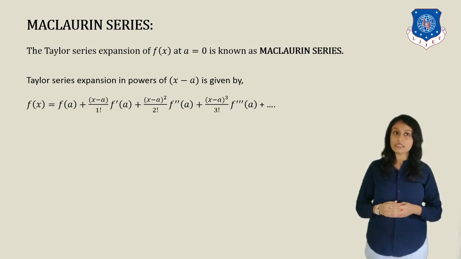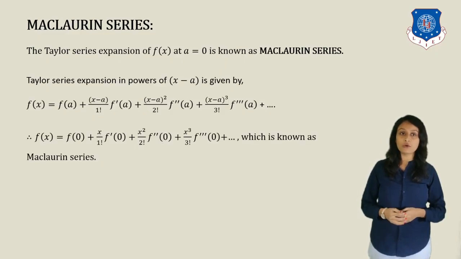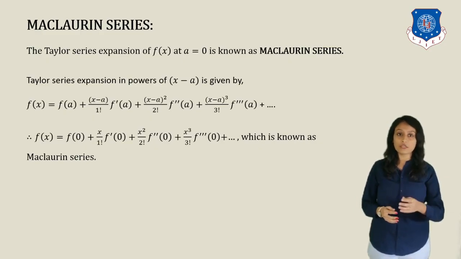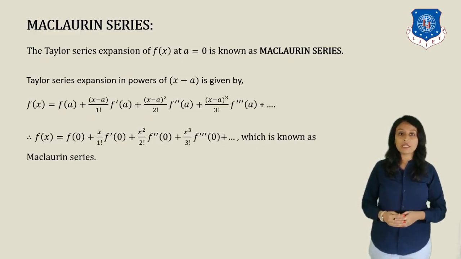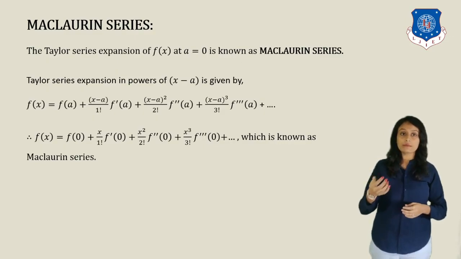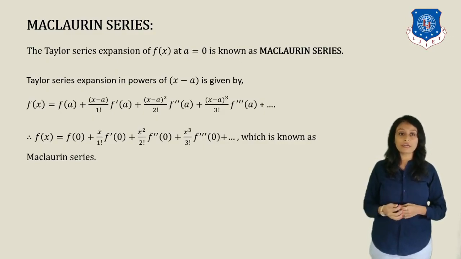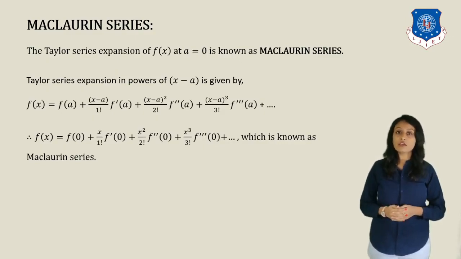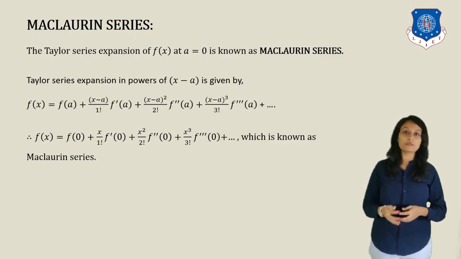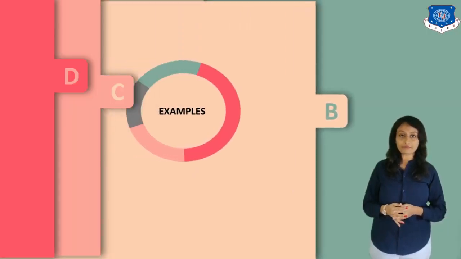Now what we will do, we will substitute a equal to 0 in this series. So we will get the Maclaurin series as f(x) is equal to f(0) plus x upon 1! Why? Because a is 0, right? So it will become x upon 1! into f'(0) plus similarly we'll get x² upon 2! f''(0) and so on. This is known as Maclaurin series. Okay, so now let's begin with the example.